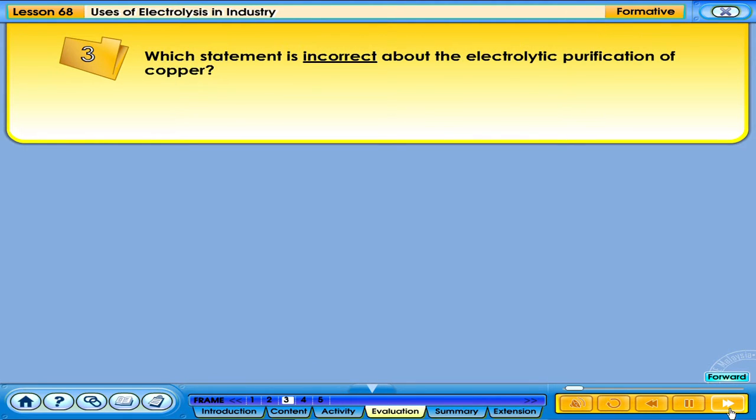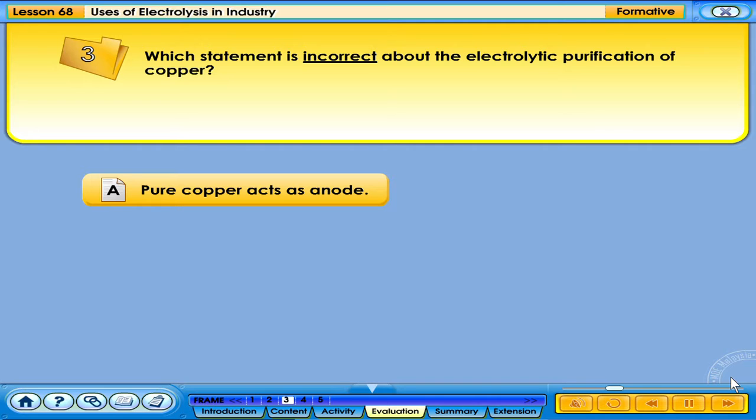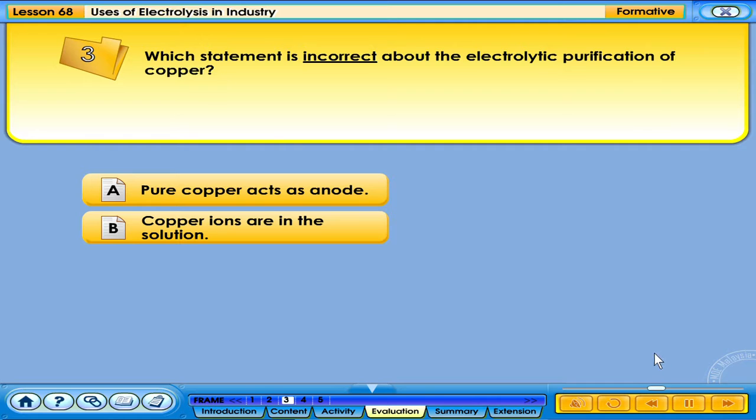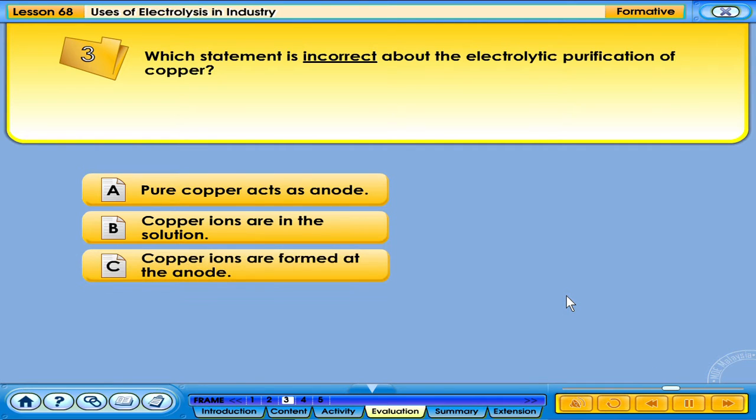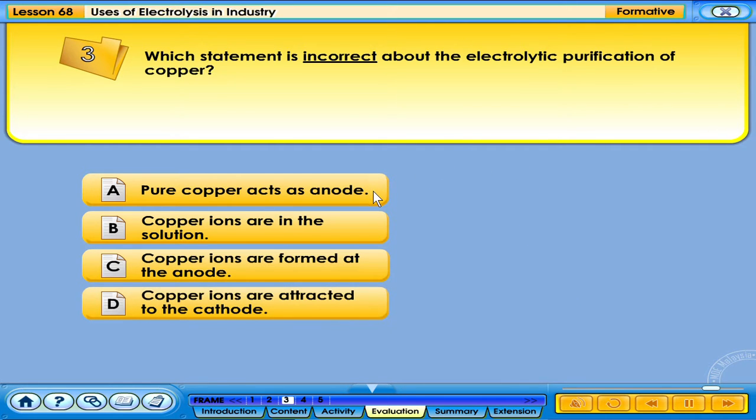Which statement is incorrect about the electrolytic purification of copper? A. Pure copper acts as anode. B. Copper ions are in the solution. C. Copper ions are formed at the anode. D. Copper ions are attracted to the cathode.